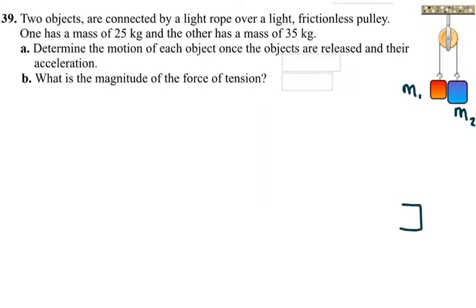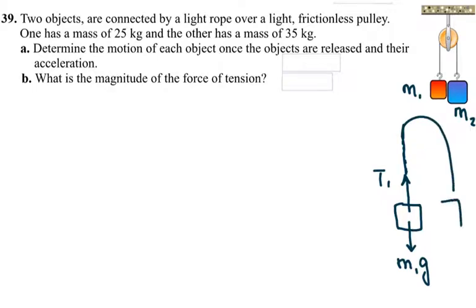So I have M1. The force of gravity is acting on it, M1G, and the tension force. Let me call it tension 1 for now. And then you have the rope, and you have another block. The force of gravity on this one is M2G, and the tension I'm going to call T2.